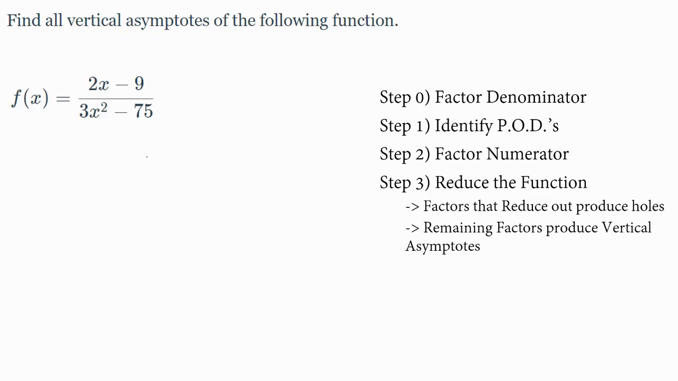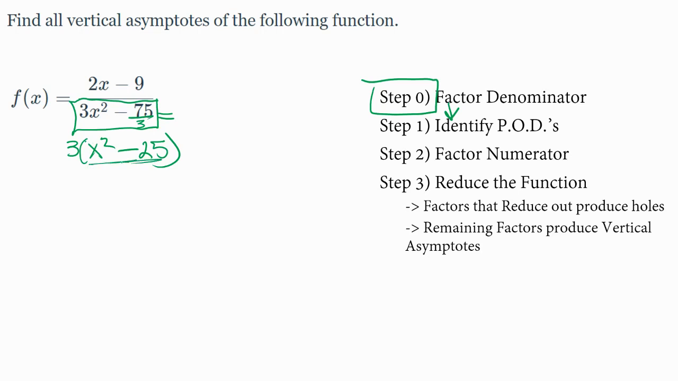In this next problem, what we have to do is recognize there's more factoring that's going to be happening at step 0. We're going to need to actually factor the denominator to identify those points of discontinuities. So I want to recognize there's a GCF of 3. And so when I divide out my 3, this will be x squared minus 75 divided by 3 is 25. And so from there, I want to recognize there are difference of squares factoring that can be done. And so this denominator is going to be 3 times x plus 5 times x minus 5.